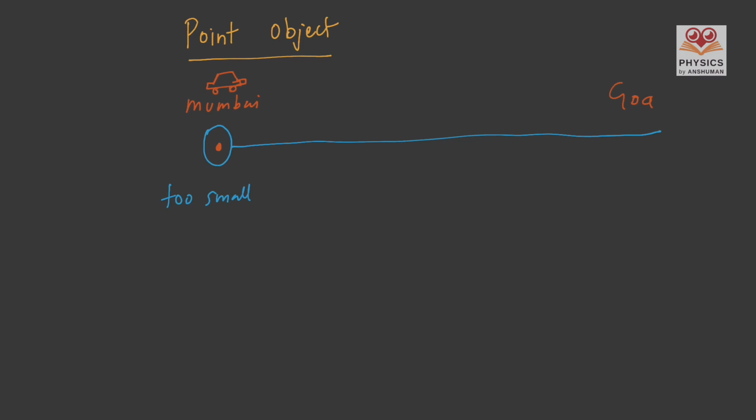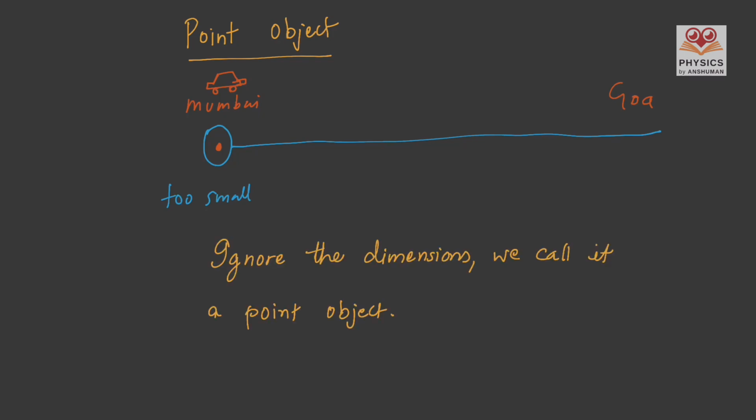Let me give you a very fancy definition of point object. I like it very much. The definition is: ignore the dimensions, and we call it a point object. That's it. Ignoring the dimensions means ignoring length, breadth, height, and whatever is there is just a point. Then we call that object a point object.